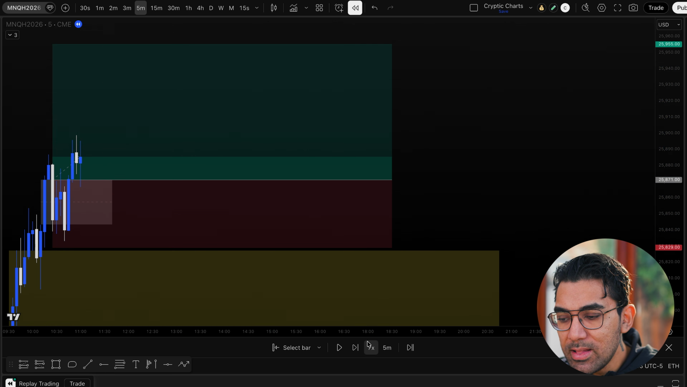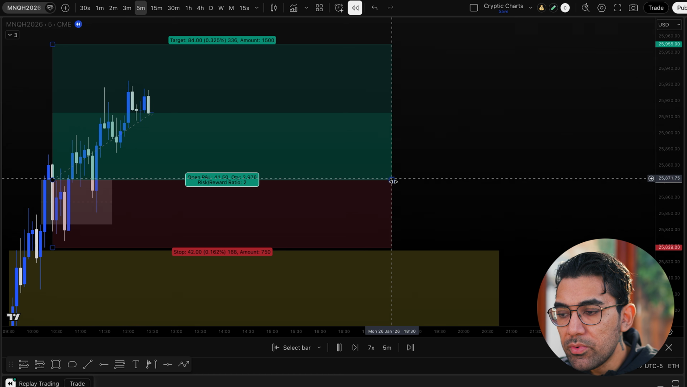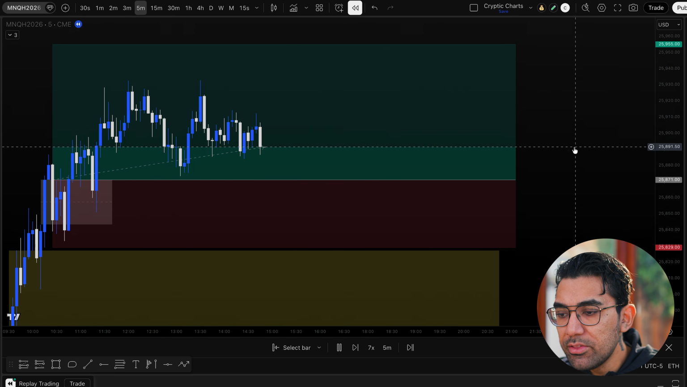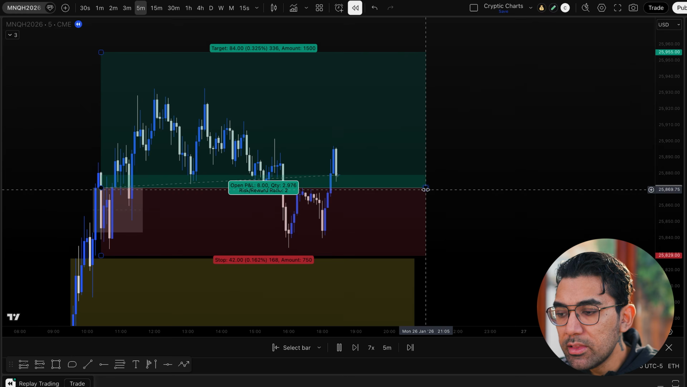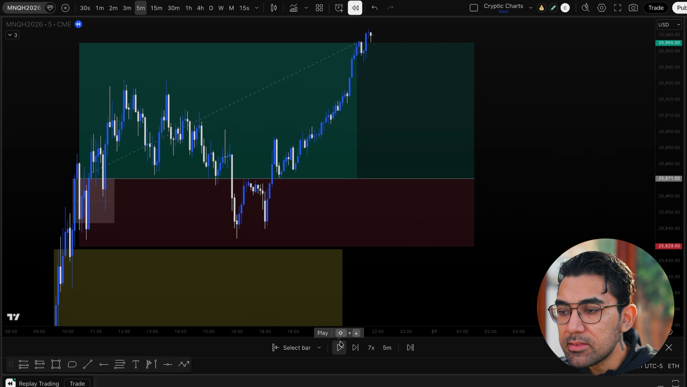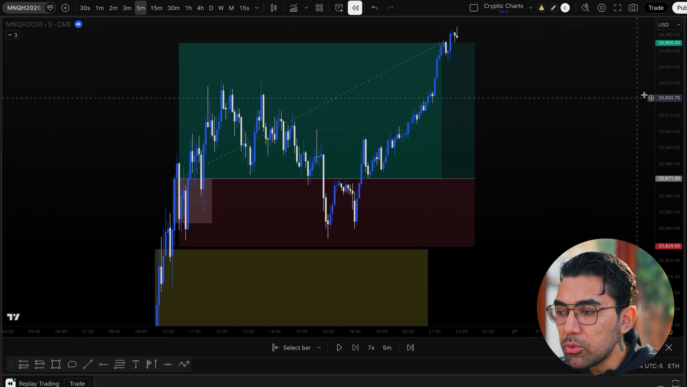So price has come into the fair value gap, and the fair value gap seems to have held. So very, very wicky price action here, but we're still in the trade. Once again, price comes down pretty low to the stop loss, still holding. All right, excellent. There we go. And that is TP on example number 2.